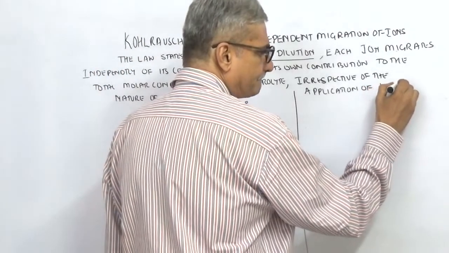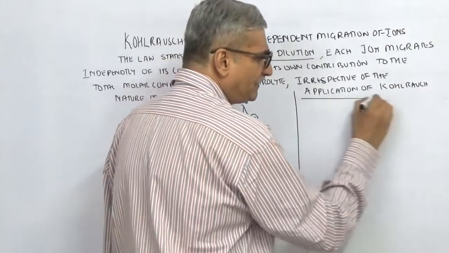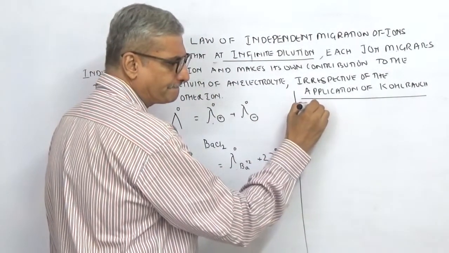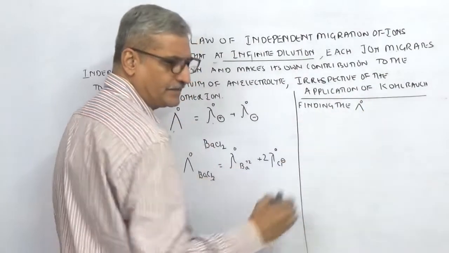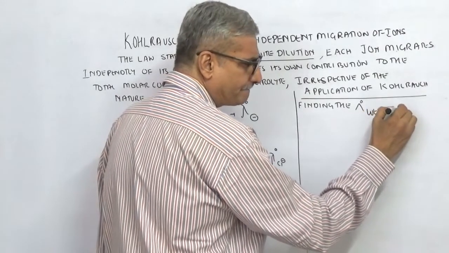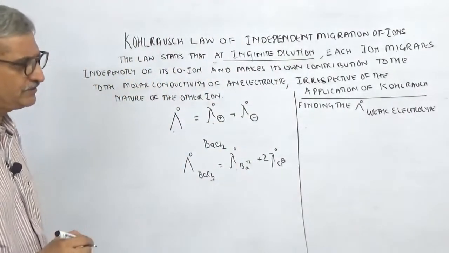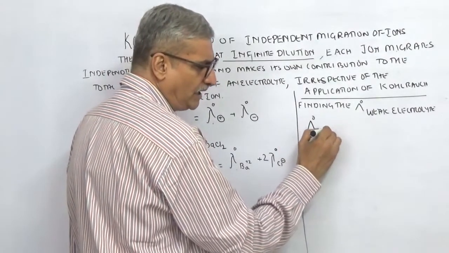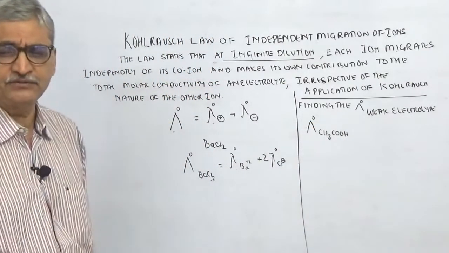Application of Kohlrausch law. What is the application? The first application is in finding the molar conductivity at infinite dilution of a weak electrolyte. I told you, from the graph we can't calculate. I'll give you an example. Suppose I want to find out the molar conductivity of acetic acid, a weak acid, at infinite dilution.